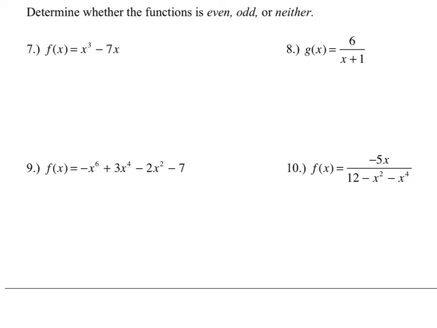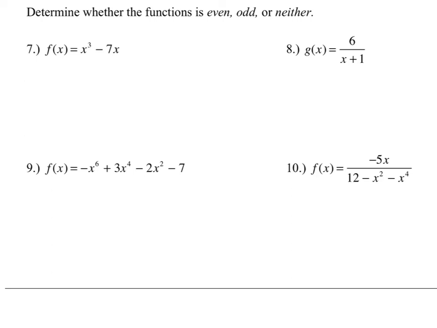We use those properties, that for even functions, negative x gives us the exact same output as regular x, and that for odd functions, negative x gives us the opposite output as positive x, to determine from an equation whether functions are even or odd. And if we just get a completely different output, then they are neither even nor odd with regards to symmetry.